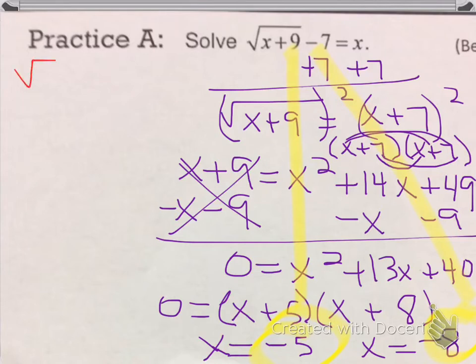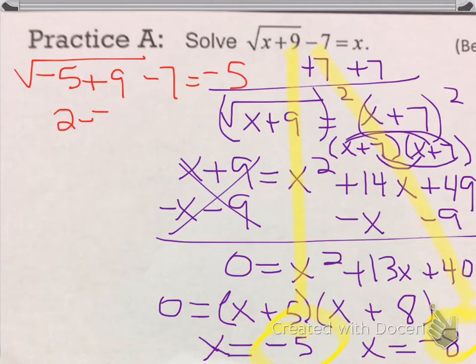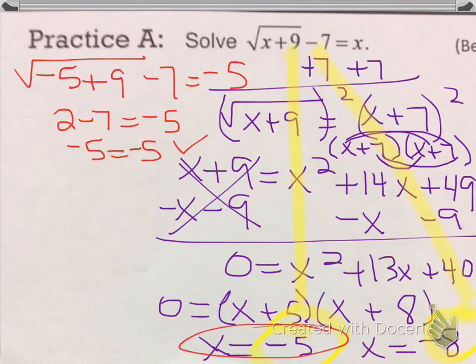Let's say I put negative 5 in there, so I would have negative 5 plus 9 minus 7 equals negative 5. Well, negative 5 plus 9 is 4. The square root of 4 is 2, so I'll have 2 minus 7 equals negative 5. That's negative 5 equals negative 5. That one checks out. So negative 5 is the solution.